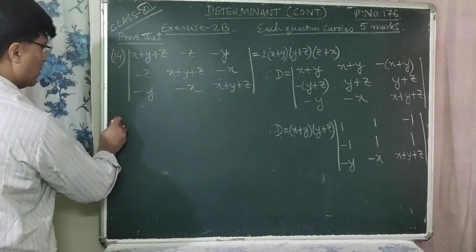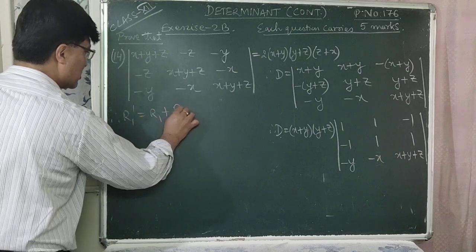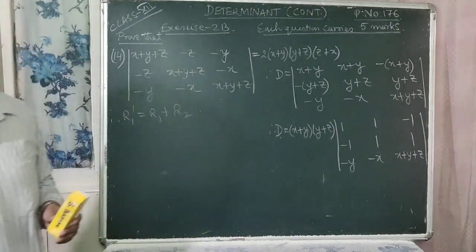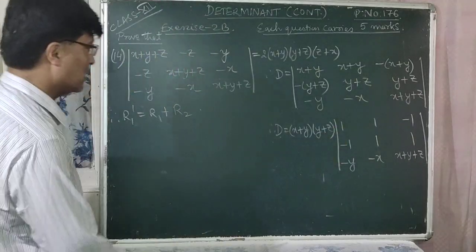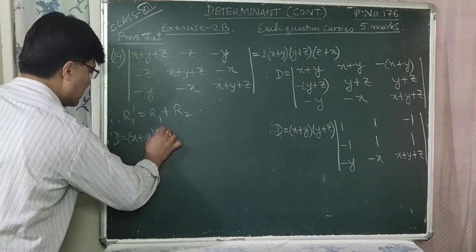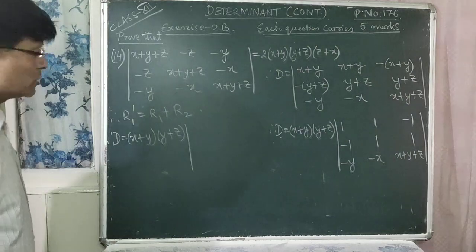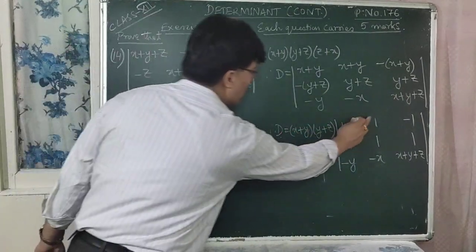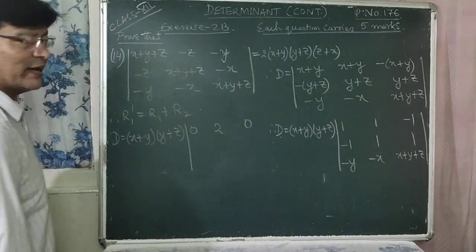So now, therefore R1 dash is equal to R1 plus R2. Again we are applying the property R1 dash is equal to R1 plus R2 to simplify this determinant. Okay, so therefore D is equal to x plus y into y plus z, right? So what is R1 dash? What is new row 1? 1 minus 1, 0, 1 plus 1, 2, minus 1 plus 1, 0, right?